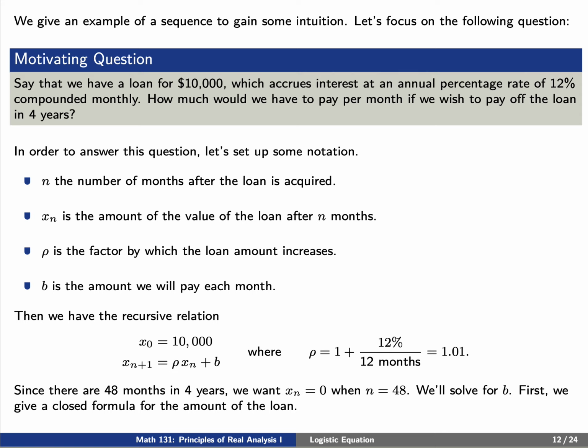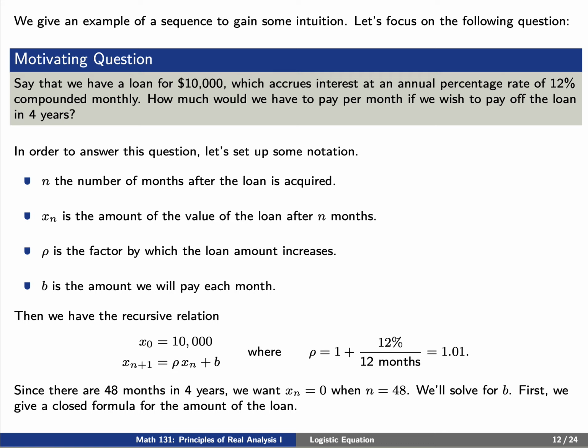We then have an annual percentage rate, which means that the amount of the loan will increase based on this interest. We see that we have a 12% annual percentage rate compounded monthly. That means that we'll take our 12% and divide it by 12 months. So this rho here is now the factor by which the loan amount increases. So it should be 1 plus 12% divided by 12 months, which comes out to the factor of 1.01.